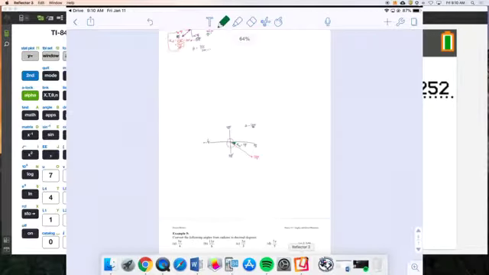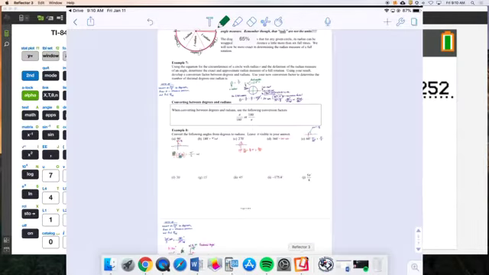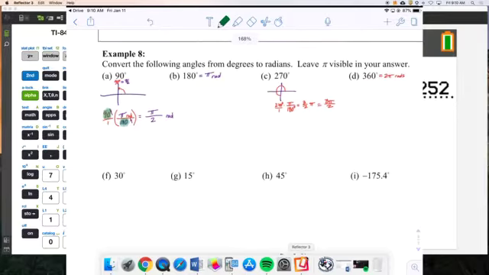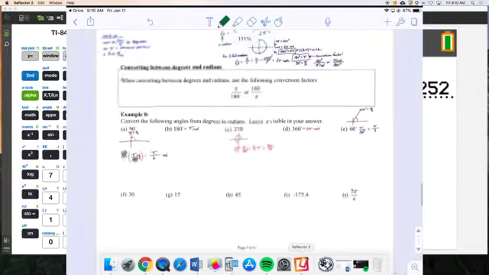Okay, so let's go ahead and finish this out down here. We're back to the notes. That was deviating from the notes. Throw on example 8. Let's go ahead and convert 30 degrees to radians, okay?